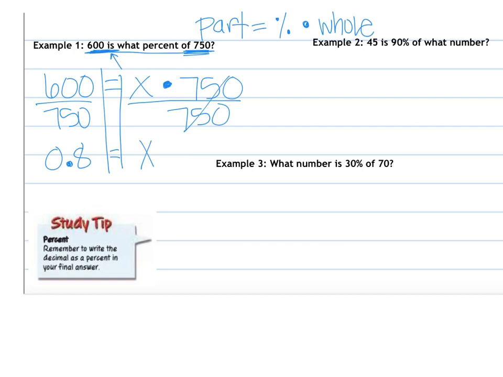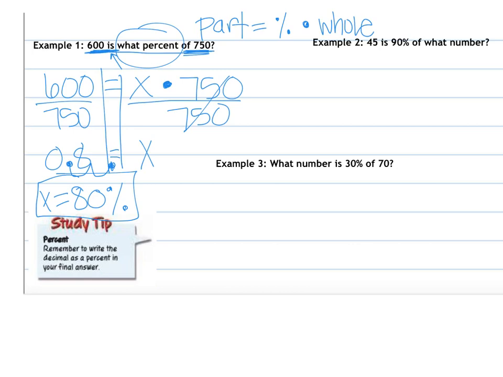Now for the equation, we have to change it from a decimal to a percent. So now I just have one more step. I have to move it to the right 2. So then I get x equals 80%. And that's only because I was finding the percent.